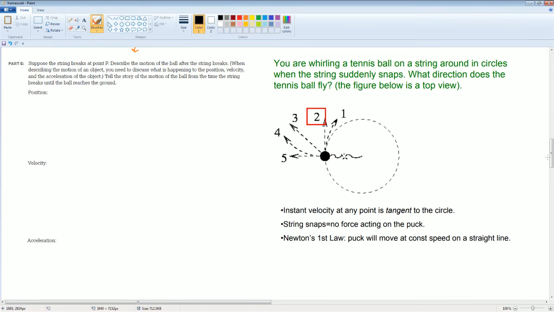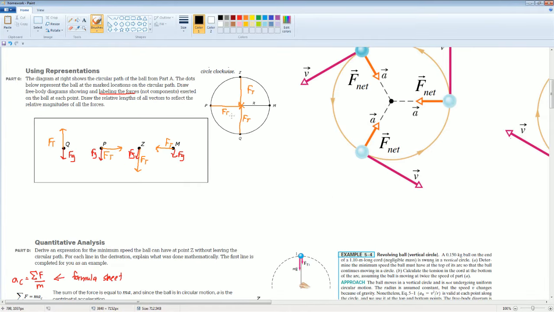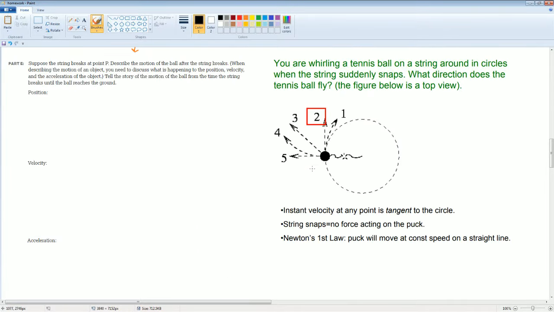Suppose that the string breaks at part D. And so I have the example here for you, because part D is when it's on the side. Yeah, it's on the left side. So that's why I have it on the left side here. Okay. Suppose the string breaks. Describe the motion of the ball after the string breaks. Okay. Here's some notes for you.